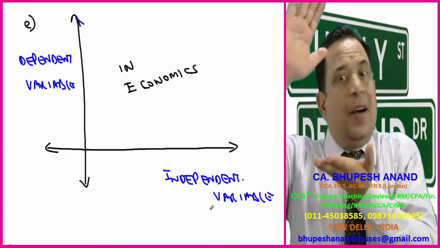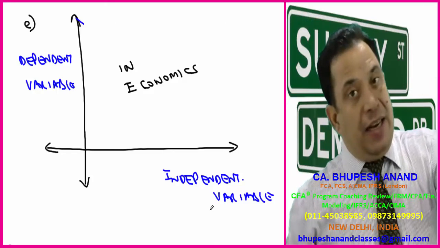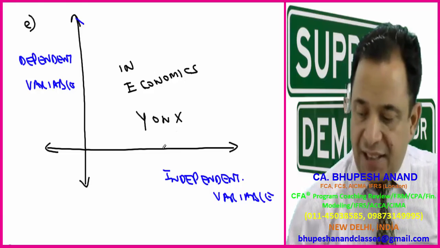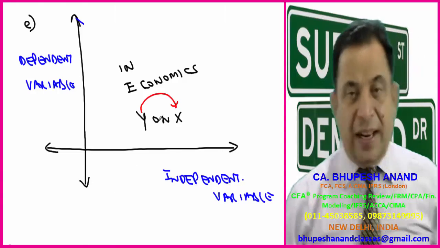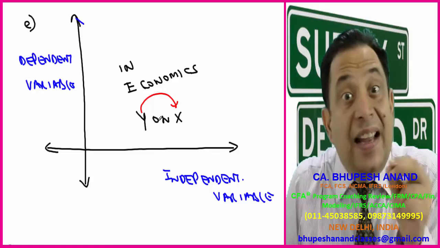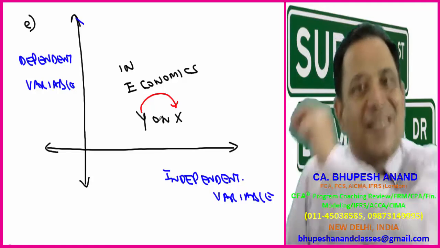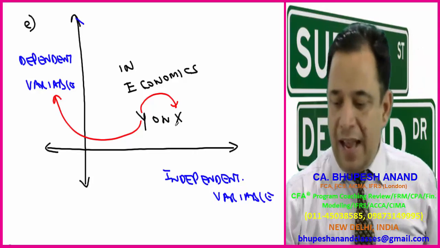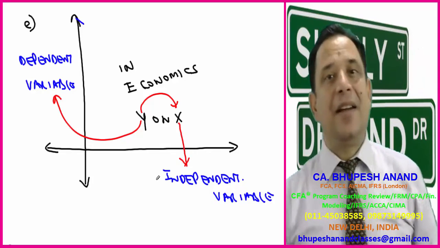Always we take the independent variable on the x-axis, and on the y-axis we take the dependent variable. So that's why we write y on x. Now, what is the meaning of y on x? It means y is dependent on x. It means on the y-axis we take the dependent variable and on the x-axis we take the independent variable.